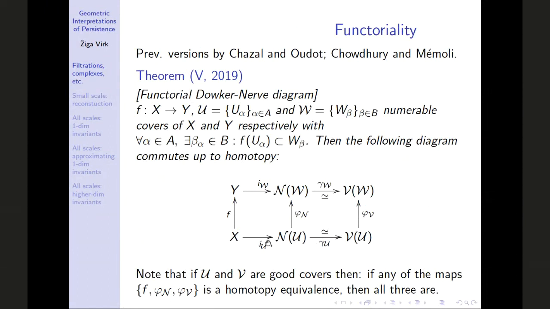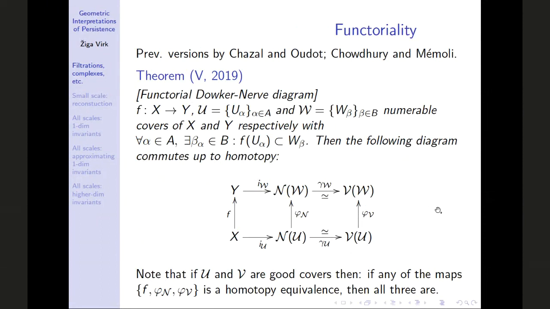So in the case of a good cover, we actually get that good covers are functorial and everything commutes as much as we want. Again, maybe I don't want to go too much into details of this thing. I'll just show you some applications. But to me personally, this is the shortest description of the Dowker theorem and of the nerve lemma and of its functoriality.